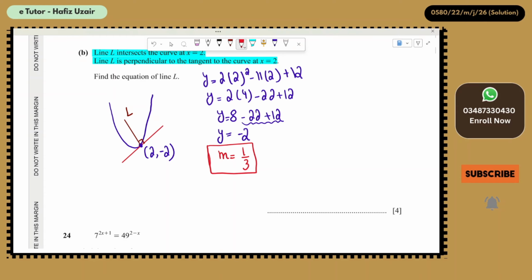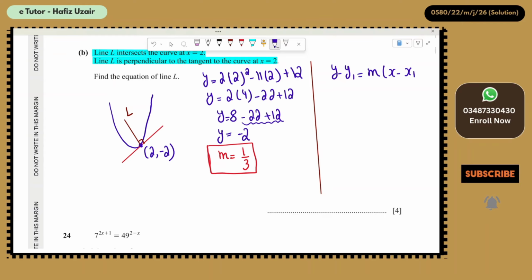Now you need to use the slope-intercept form of the equation of a line to find the equation of the line, and that is y minus y1 is equal to m(x minus x1). Now what is the gradient of line L? That is 1 over 3. Now x you will write as it is.